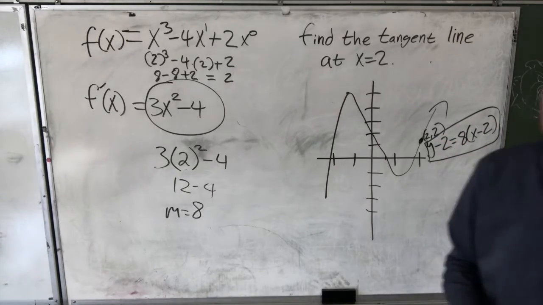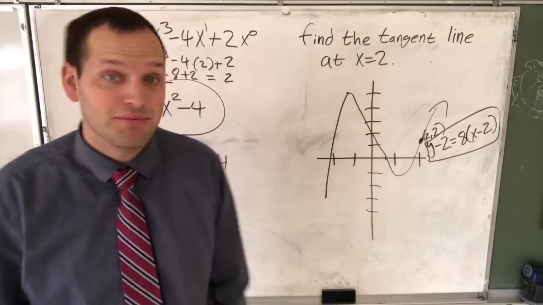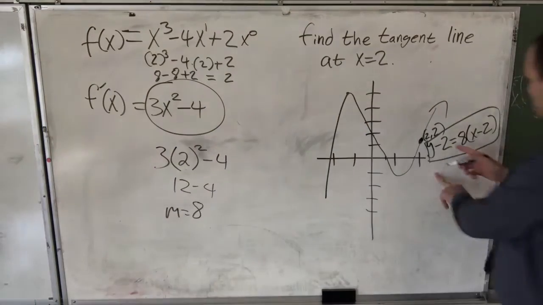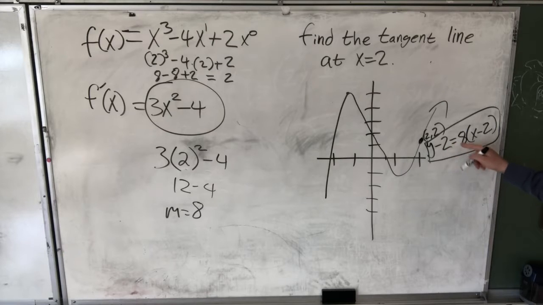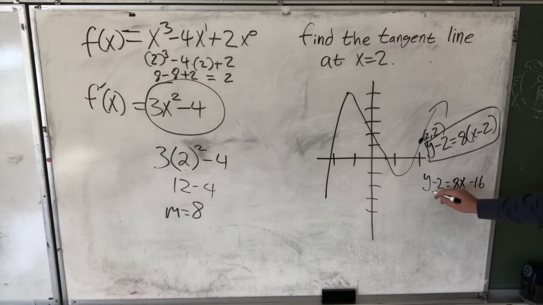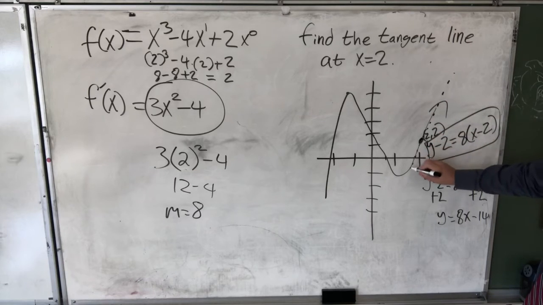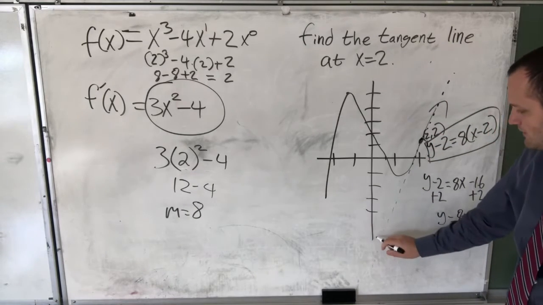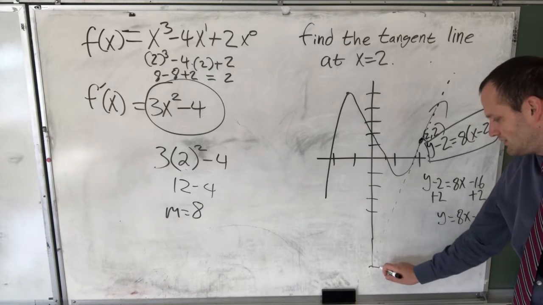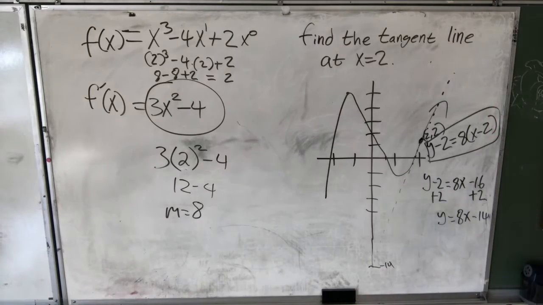If they asked for it in gradient intercept form, you'd have to go through and solve for y. So if we do that, distribute the 8, that gives me y minus 2 equals 8x minus 16. Add 2 to both sides. Gives me y equals 8x minus 14. So if we drew that line, it would come up kind of like this. It would keep coming down. It would intersect the y-axis at negative 14. Okay? There we go.